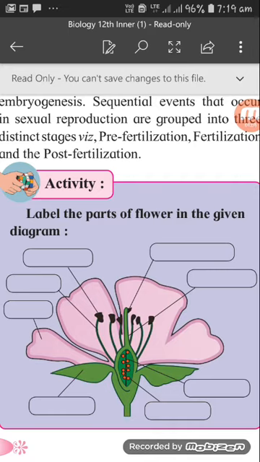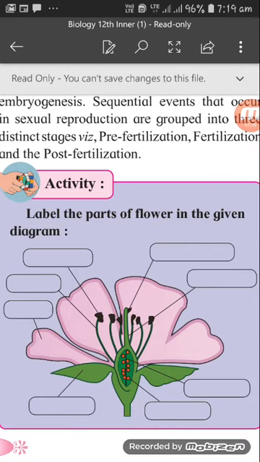The sequential events that occur in sexual reproduction are grouped into 3 stages. The first one is pre-fertilization, the second one fertilization, the third one post-fertilization.